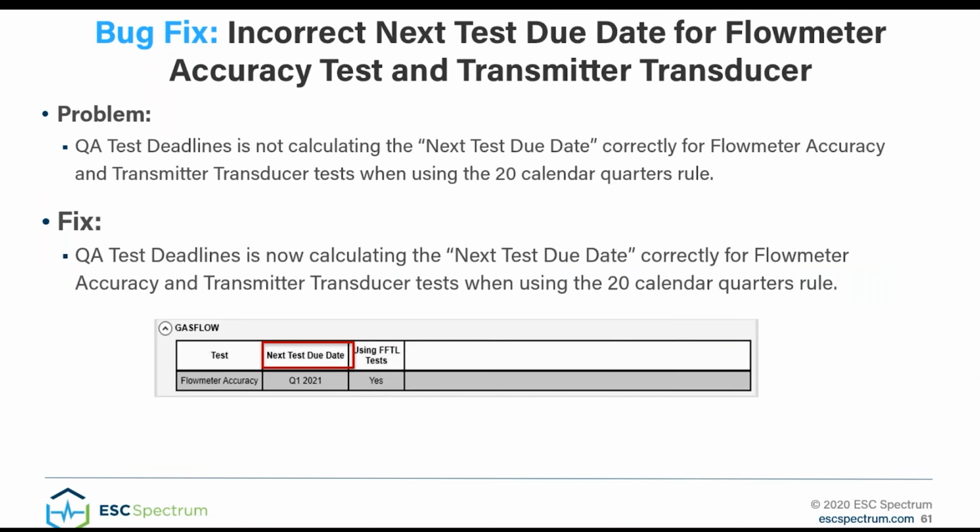Incorrect next test due date for flow meter accuracy test and transmitter transducer. The problem was that QA test deadlines was not calculating the next test due date correctly for flow meter accuracy and transmitter transducer tests when using the 20 calendar quarters rule. Now, the QA test deadlines is calculating the next test due date correctly for flow meter accuracy and transmitter transducer tests when using the 20 calendar quarters rule.